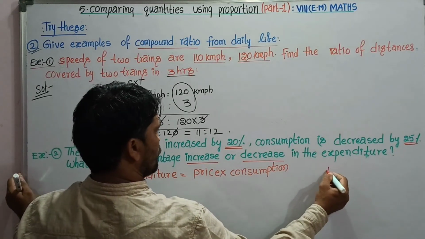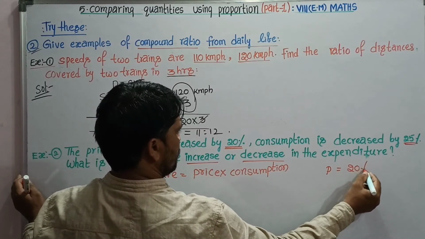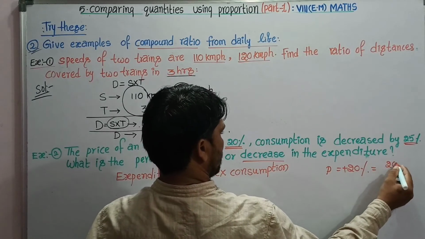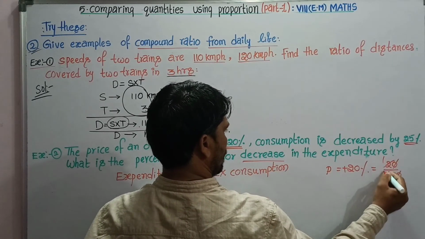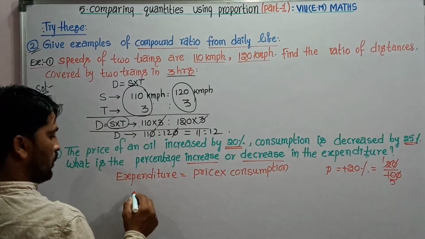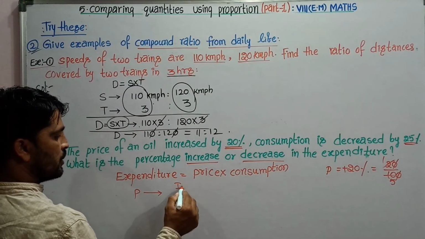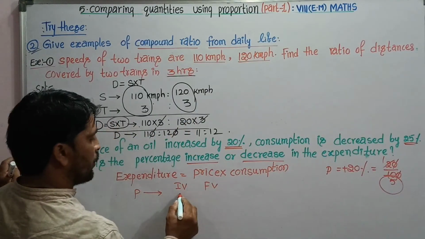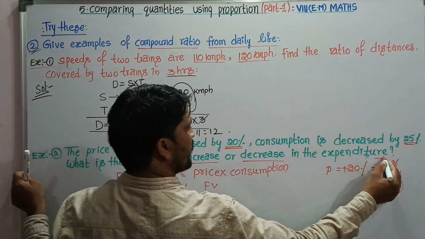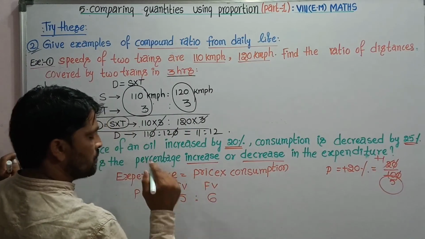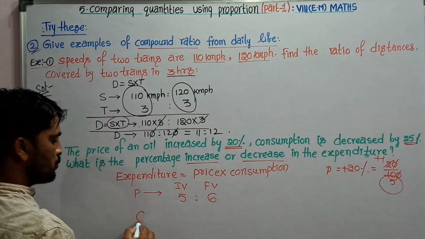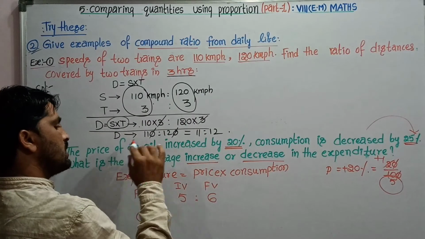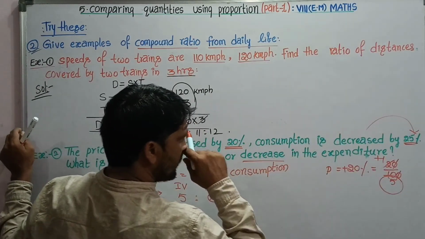Since price increased by 20%. Increased means we use the plus symbol. Remove the percentage symbol, we get 20 by 100. That is 2 ones are 2, 2 5s are 10, so 1 by 5. Now consider the ratio of price, that is initial value to final value. If the price initial value is 5 units, then 1 unit increases and the final value becomes 6 units. And consumption decreases by 25%. Since price is increased, automatically consumption is decreased.